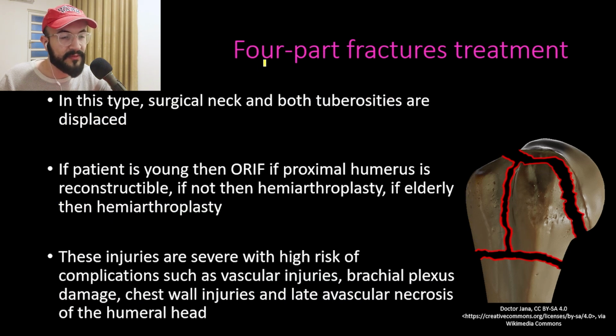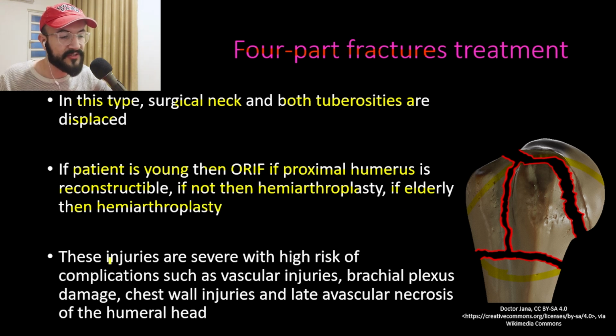Moving on to the treatment of the four-part fractures. In this type, the surgical neck and both the tuberosities are displaced, like you can see here in this picture. If the patient is young, then open reduction internal fixation is done if the proximal humerus is reconstructable. But if it is not reconstructable, then hemiarthroplasty is done. But if the patient is elderly, then hemiarthroplasty in all cases.